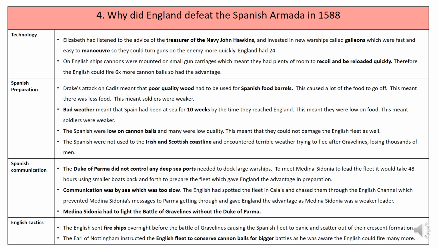Further, as the battle's going on, the Earl of Nottingham instructs the English fleet to conserve their cannonballs for bigger battles, as he was aware that England could fire many more.